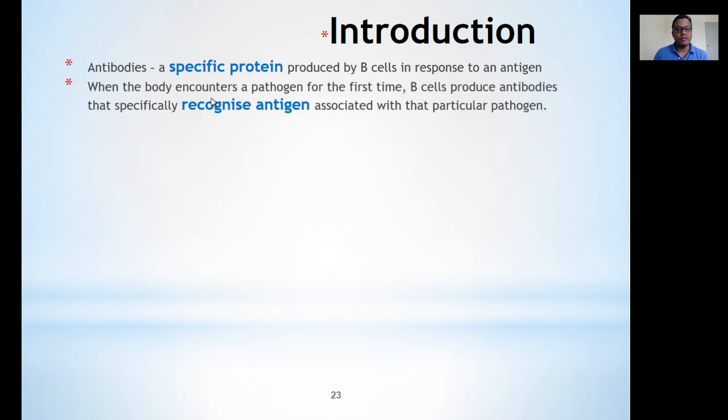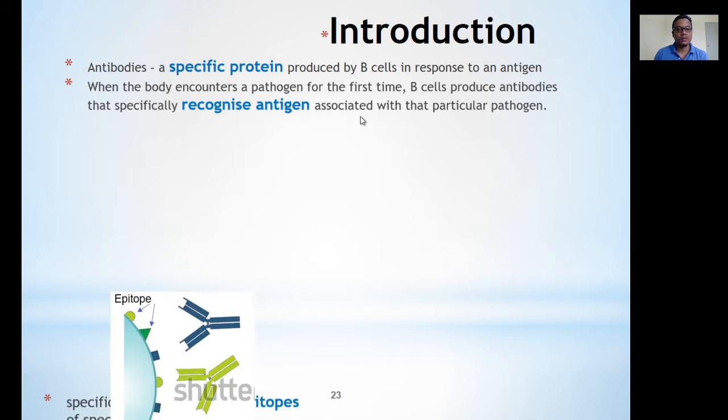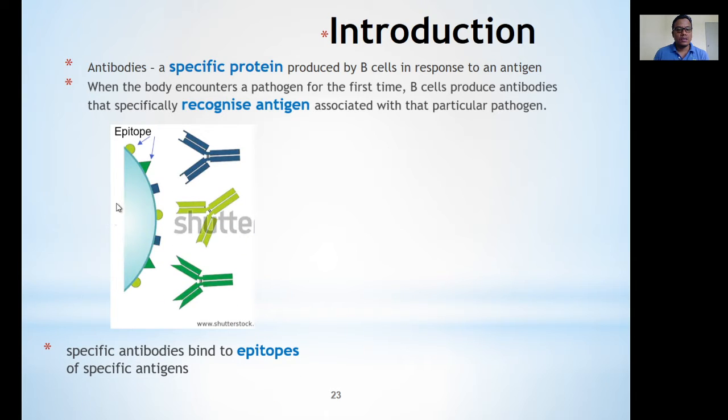When the body faces a particular pathogen for the first time, the B cells will produce specific antibodies that will specifically recognize that pathogen by looking at the associated antigen. Specific antibodies will bind to epitopes on the specific antigens.